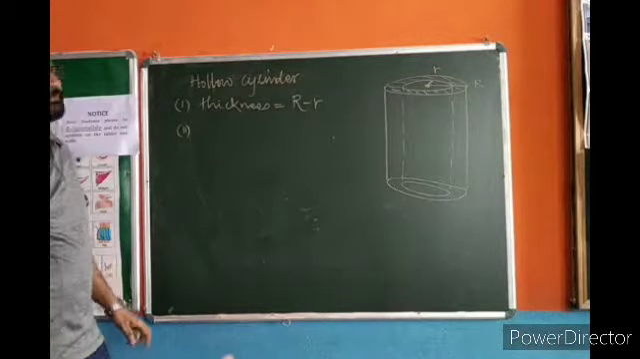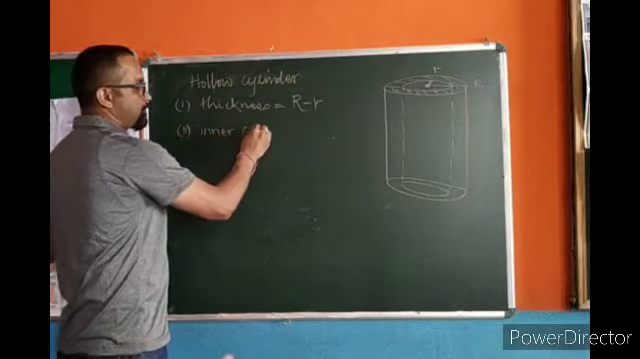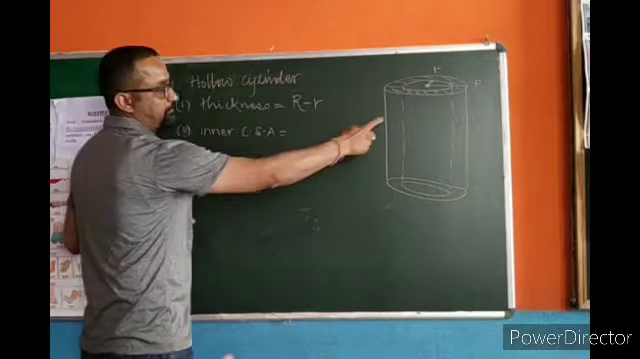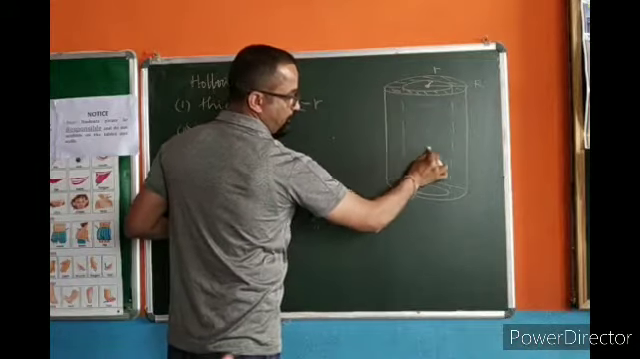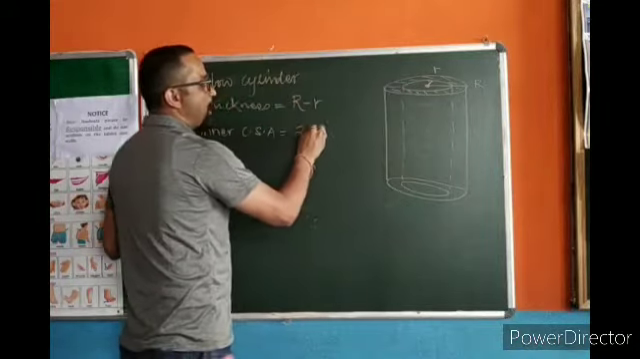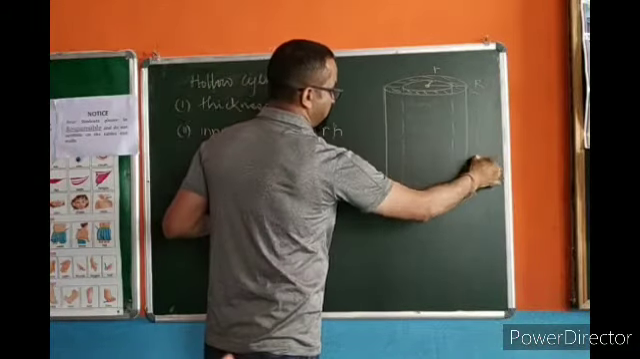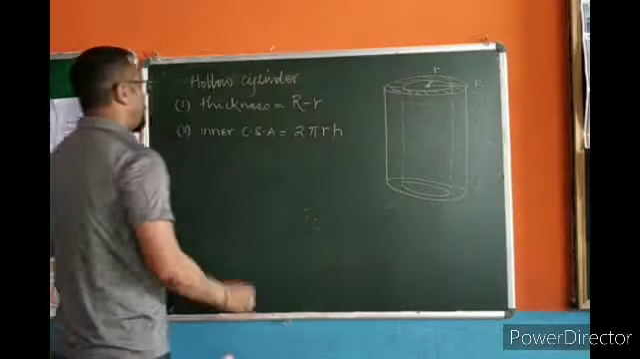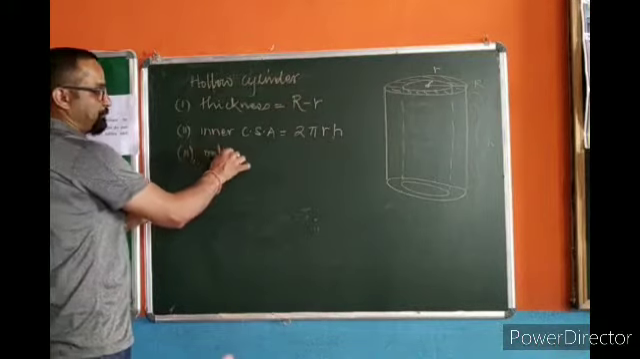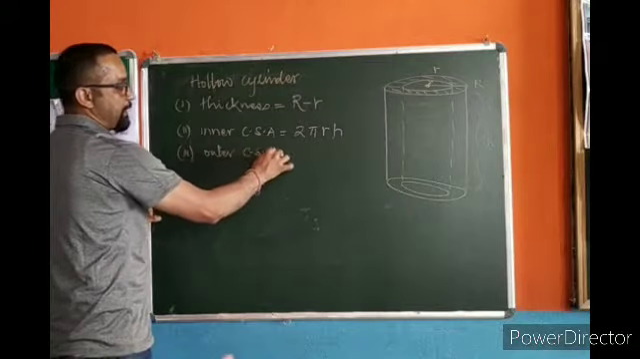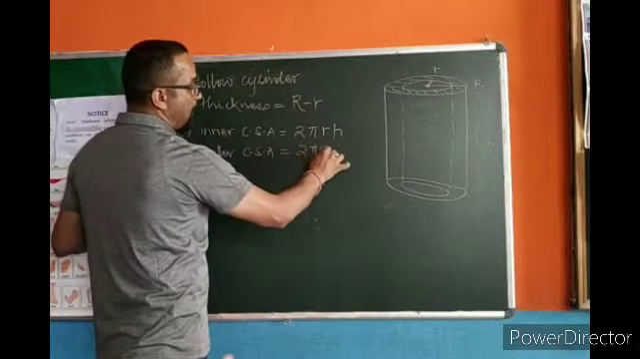Second formula, inner curved surface area. Curved surface area of this inner part, it is 2 pi small r h because height remains the same. Similarly, number 3, outer curved surface area, outer one, so it is 2 pi capital R h.